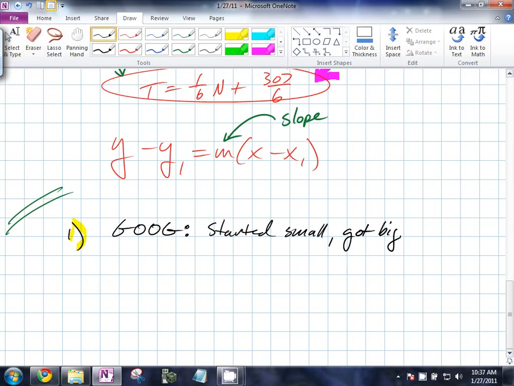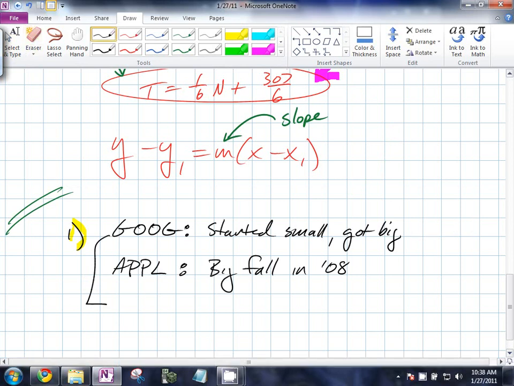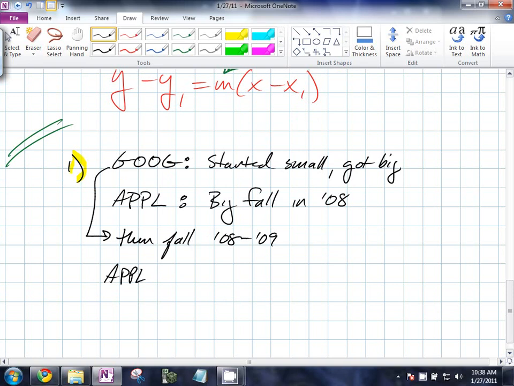Both of them fall? Yeah, both of them fall. Google rose and then fell between 2008 and 2009. Okay, so in 2008-09 it falls. Got big, then fell. I'll write it separately. Apple rebounded faster. Google never reached the same height.